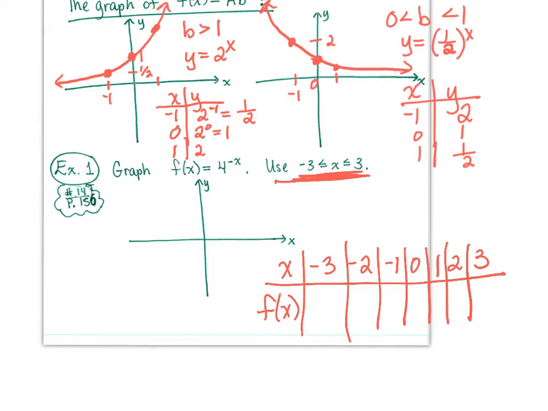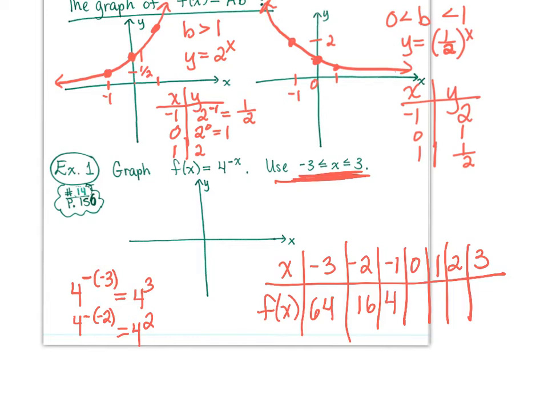Okay, when x is -3, we have 4 raised to the negative times -3, which is equal to 4 cubed. What's 4 cubed? 64. Okay, you want to do it together, you have to respond. Okay, good. 64. So when x is -2, you have 4 raised to the negative times -2, gives you 4 squared, which is what? 16. When x is -1, what's f of x?